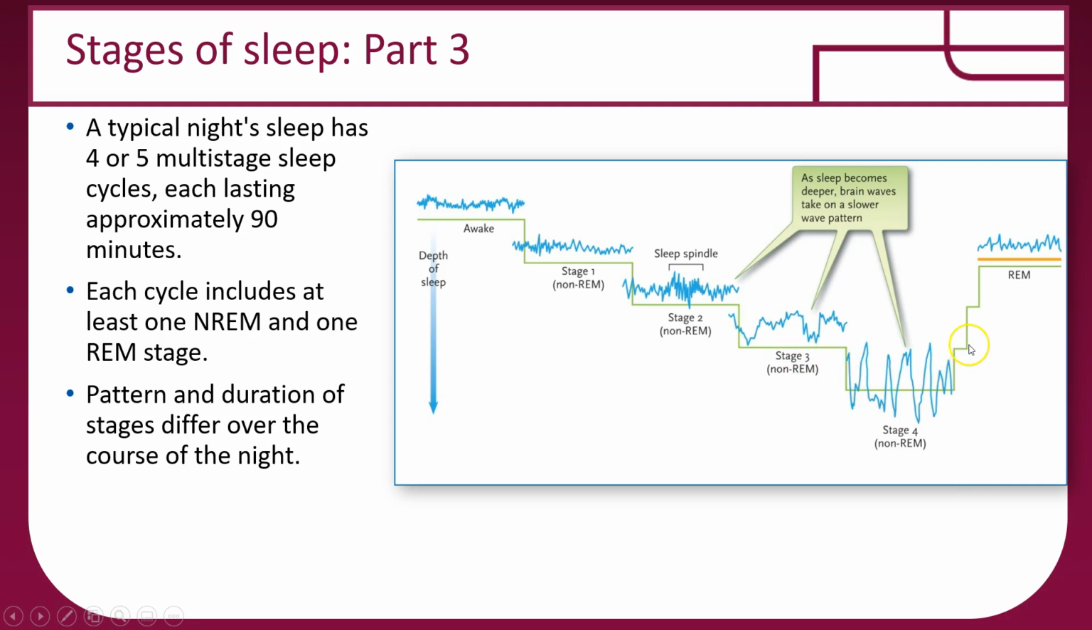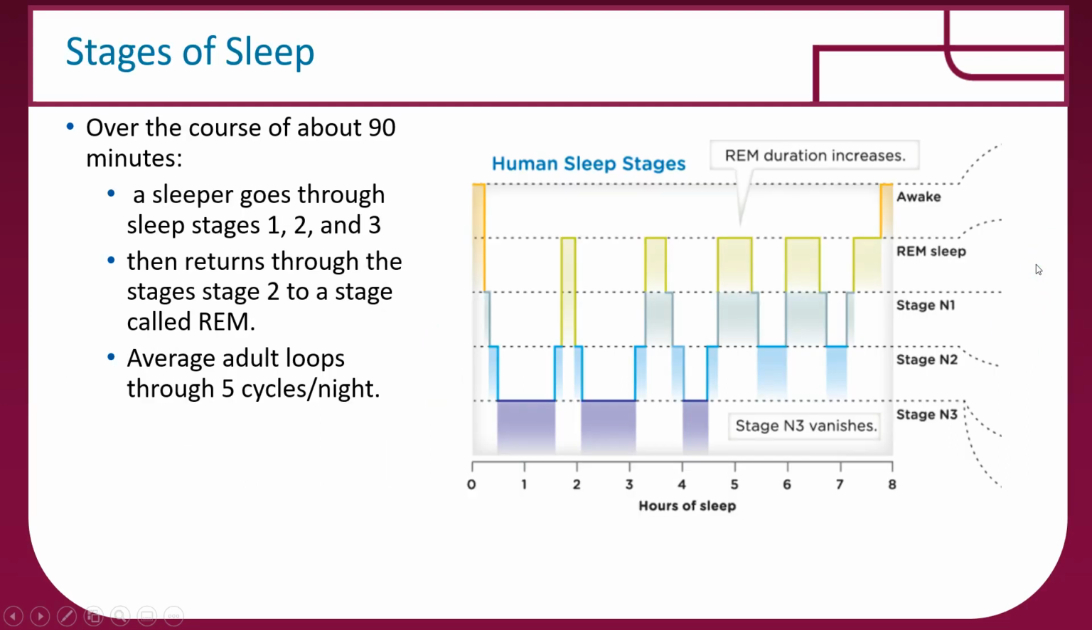And then they come up to stage 3, stage 2, and then a cycle of REM, which we haven't talked about yet. And then you'll see that whole cycle takes about 90 minutes, and then we go through it again. Stage 1, stage 2, stage 3, and back up to REM. So here we are again.